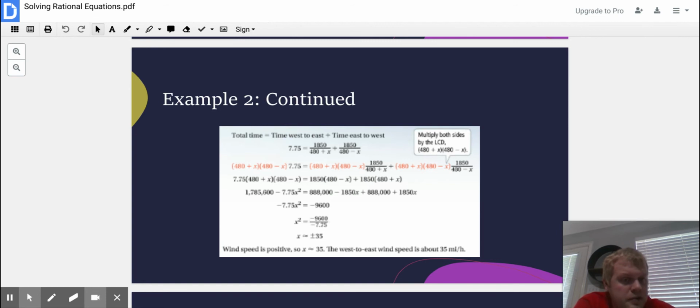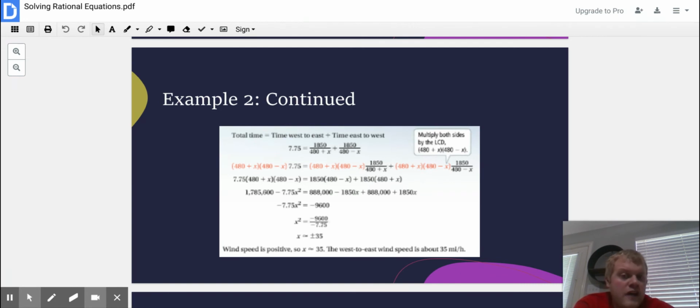So our first step here is to find our LCD. Since these are different, the LCD is going to be both of these right here, that 480 plus x and that 480 minus x. So I'm going to multiply both of those into all three terms there. As we can see here, I multiplied all three terms by that 480 plus x and that 480 minus x.